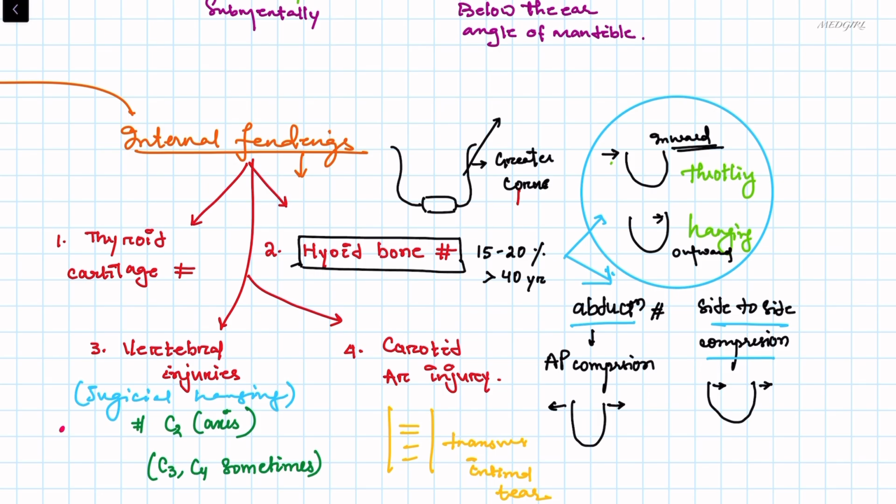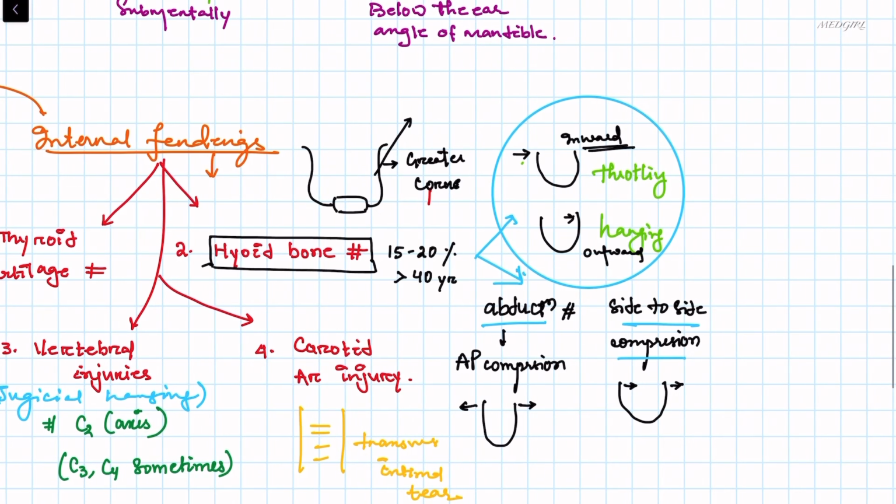Abduction fracture is anterior posterior compression. Both the ends are fractured and displaced outwards, and side to side means one end is displaced outward and the other inward. We can see that inward compression is usually seen in case of throttling, and outward compression in case of hanging.